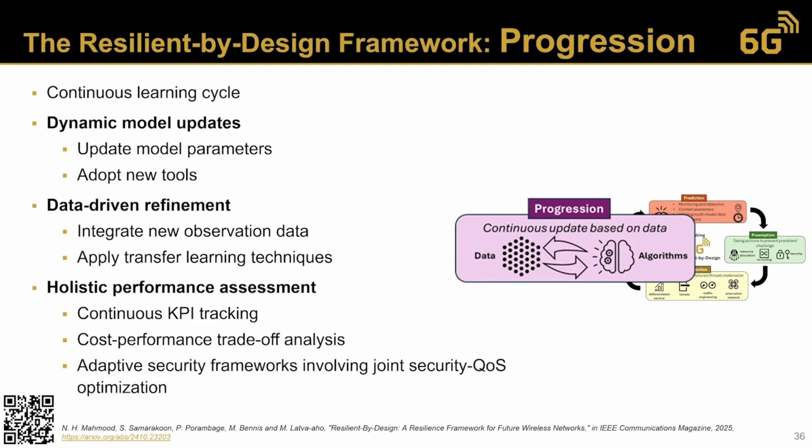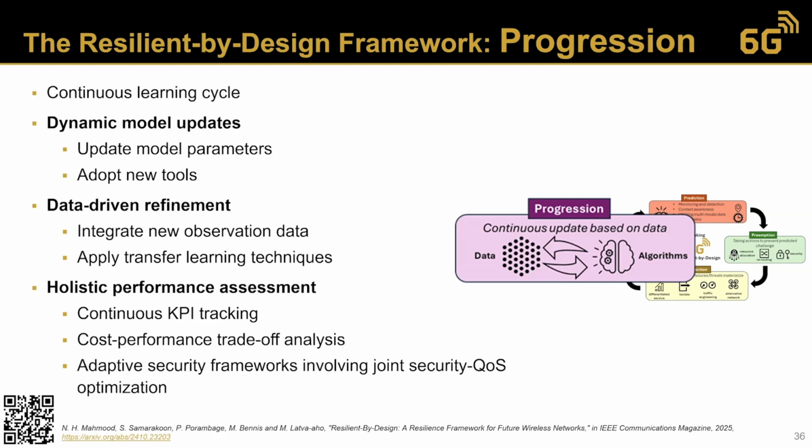The final part is progression. So basically this is the outer loop of this resilient by design framework, which tries to continuously update the other three steps, namely prediction, preemption, and protection, by learning from the experience that the network goes through regularly. So basically it's a continuous learning cycle. And here we can have, for example, dynamic model updates. So if you are using AI models, these models can be updated based on the experience. Secondly, you can also adopt new tools.